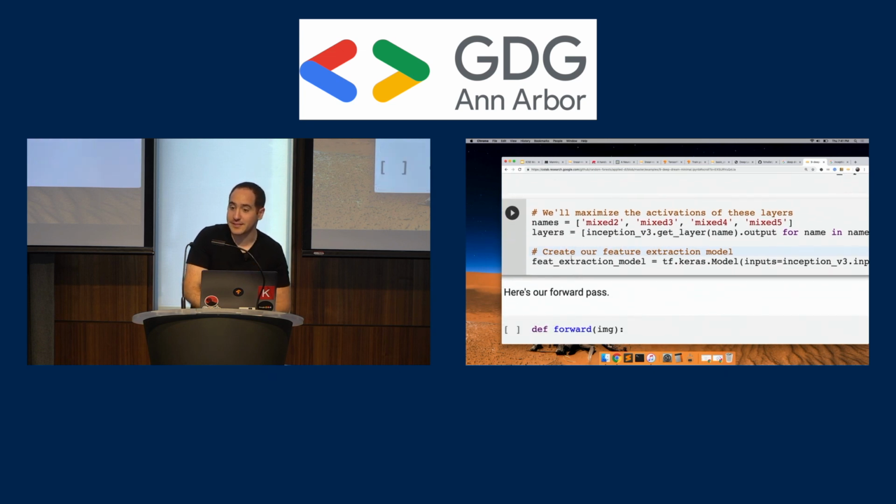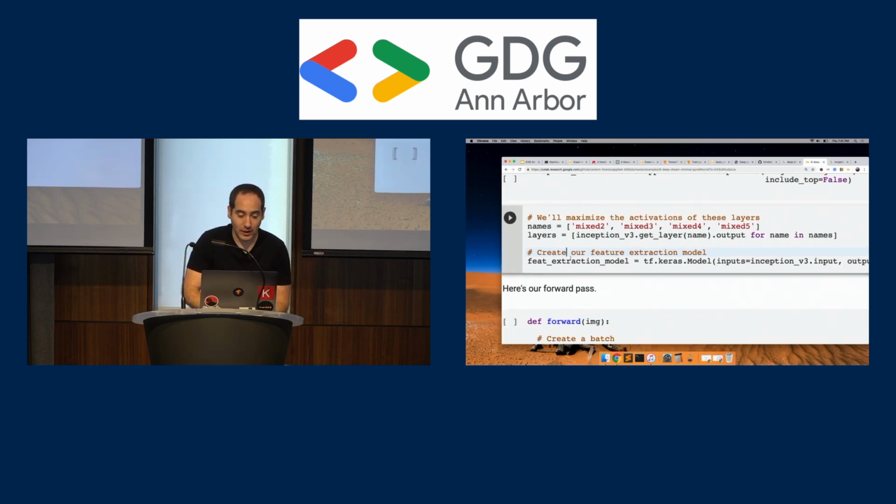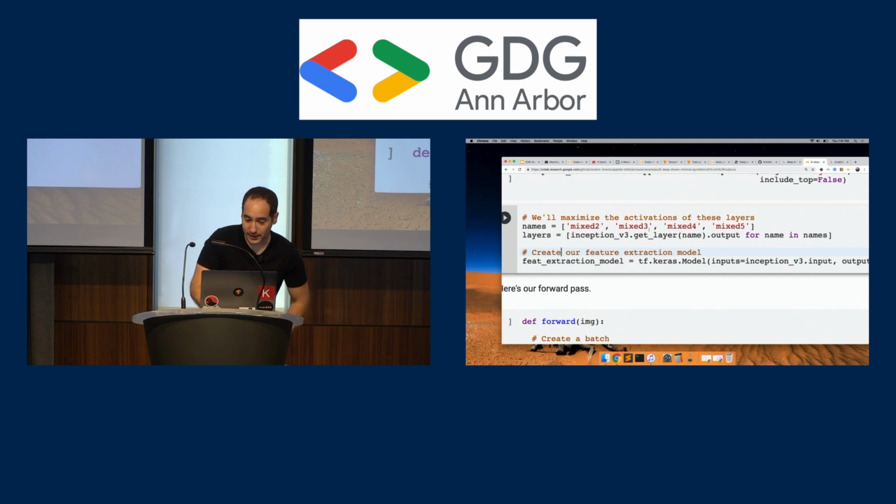I'm writing a new model here, and this is a different style of TensorFlow, which I don't want to go into details. It's called the functional style. You could write this using the subclassing style too. But what I'm doing here is, for each layer, I'm asking the model to get that layer, and then I want the output.